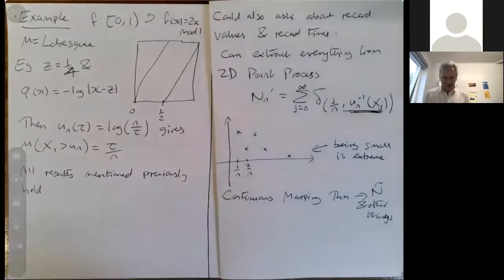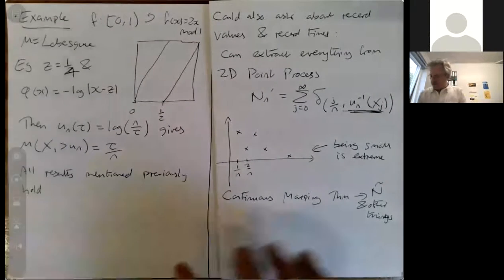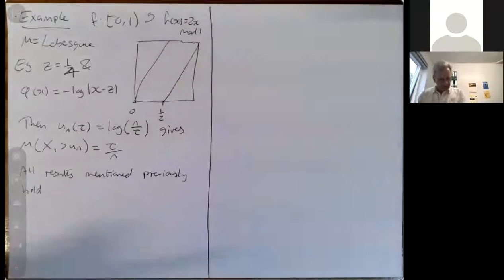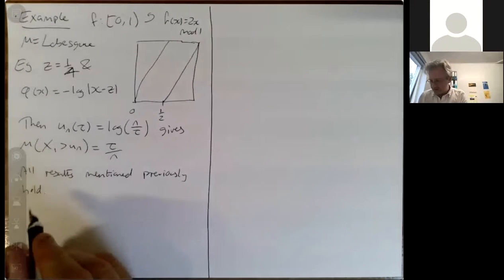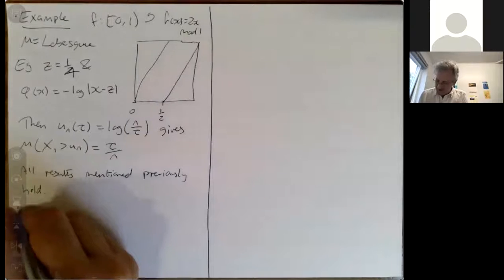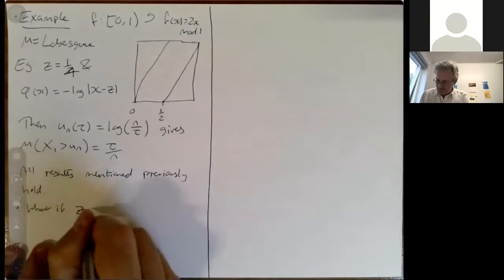Any questions on the example? Okay. So I chose z equal to a quarter for a reason. The reason is that it's nice. What about z equal to 0?